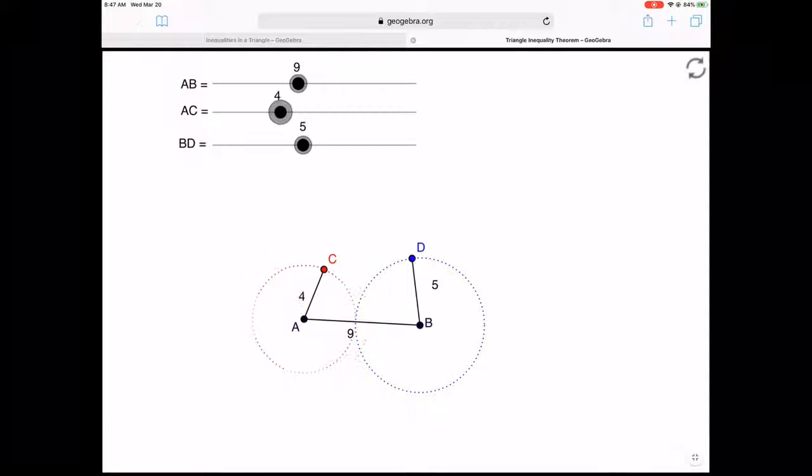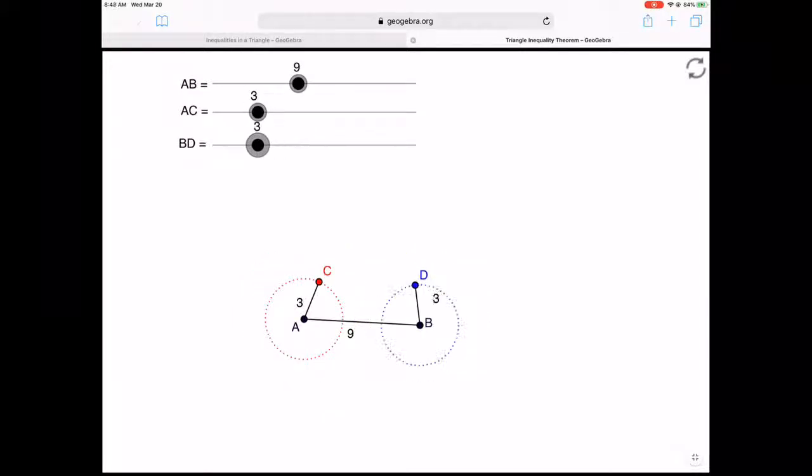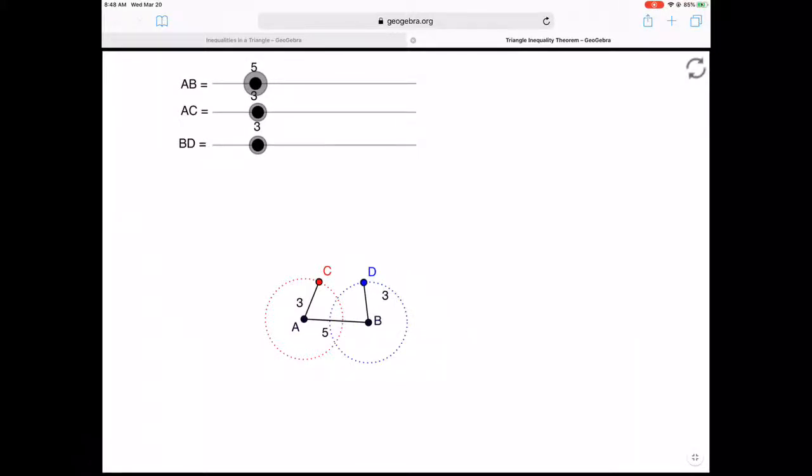Okay, so let's try one more time with this. If we have two smallest sides, let's try 3 and 3. If you add those together, 3 and 3, that gives you 6. We have to guarantee that the longest side, AB, has to be less than 6. So add the other two together. So here we could make a triangle. Here we could make a triangle. All right, but at 6, we can't make a triangle. Here you wouldn't be able to see it at all.